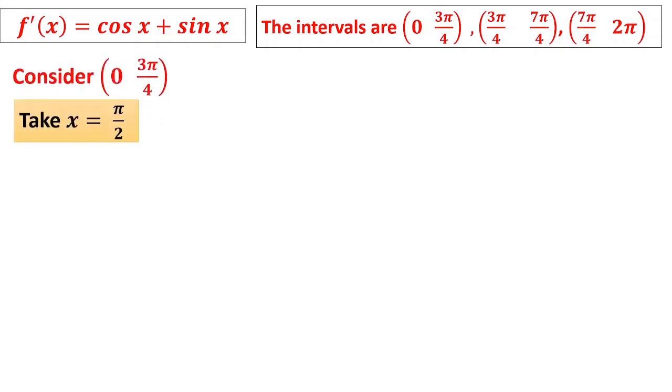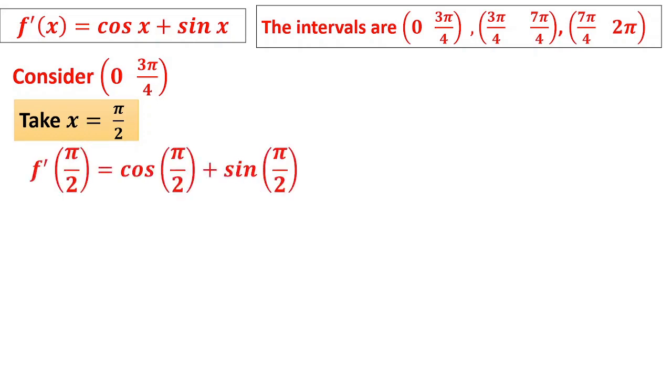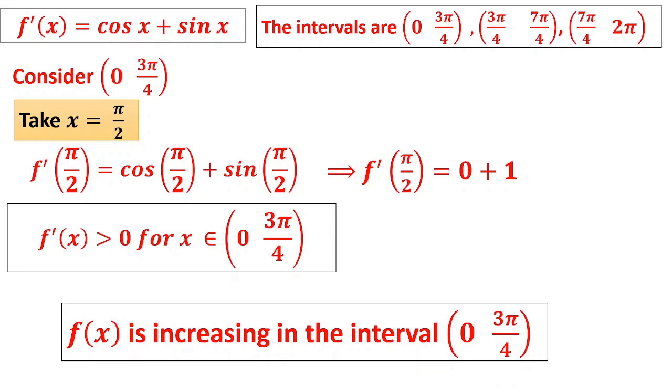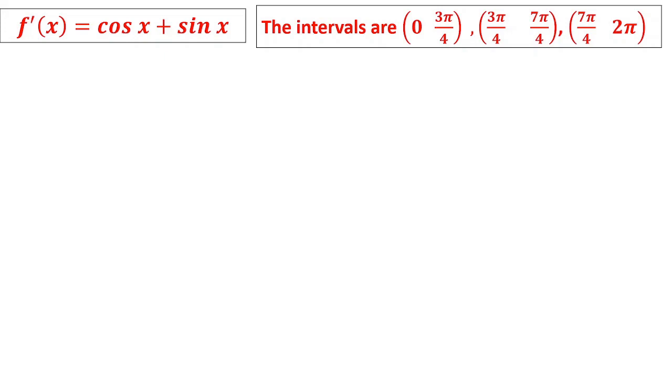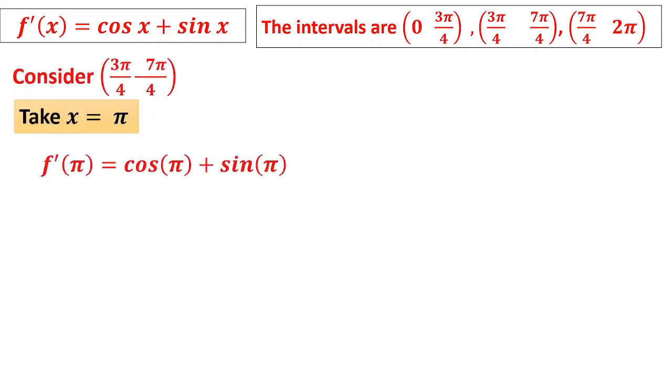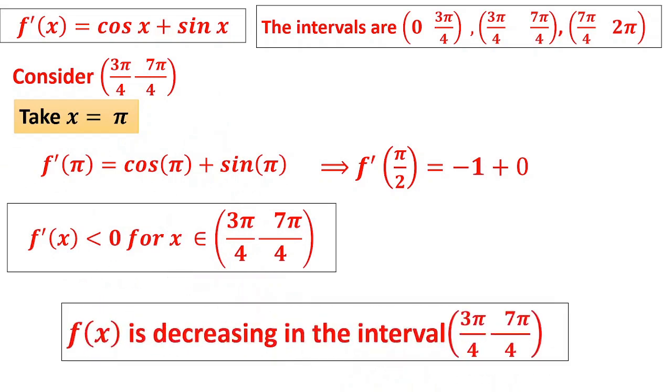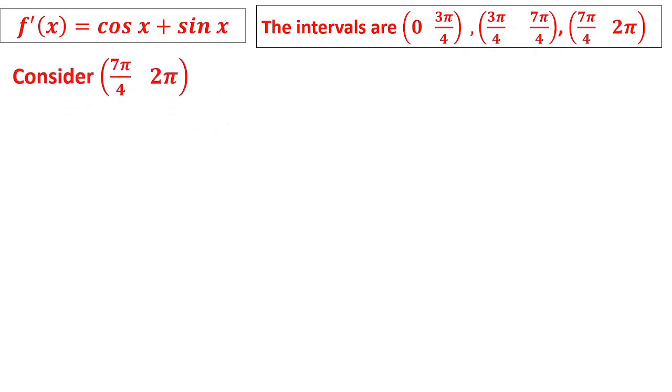For example, I will take pi by 2, in 0 to 3 pi by 4, that is 0 to 135, therefore 90 I am taking. f dash of pi by 2 is cos pi by 2 plus sin pi by 2, you know the value, 0 plus 1, greater than 0, therefore it is increasing. Good. All of you know what value you have to take. Well, good. Let me take from 3 pi by 4 to 7 pi by 4. I will take pi. Pi will lie between this 180. Therefore, f dash of pi I am finding is minus 1 plus 0. It is decreasing.